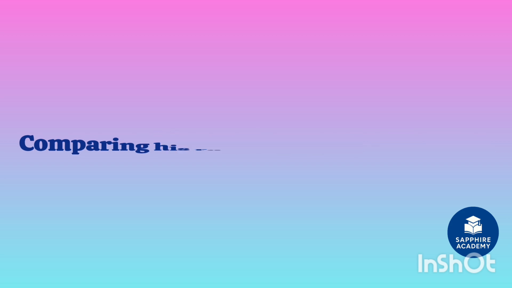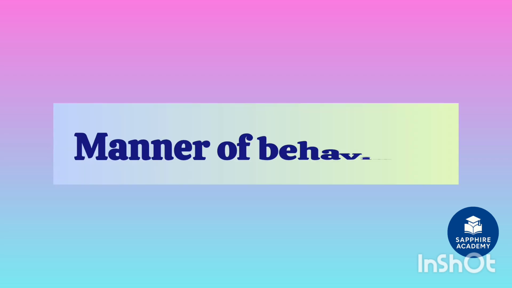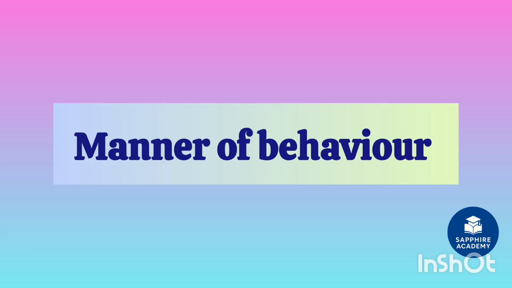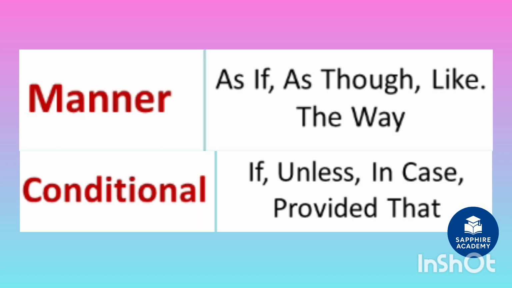The next one, she behaves as if she were a teacher. The main clause is she behaves. The subordinate clause is as if she were a teacher. It modifies the verb behaves by showing the manner of her behavior. So, that is the adverb of manner. Always remember, whenever you see words like than, as if, as though, they usually signal adverb clause of comparison or manner.